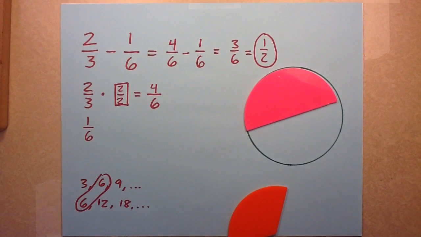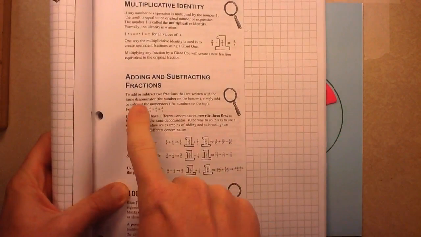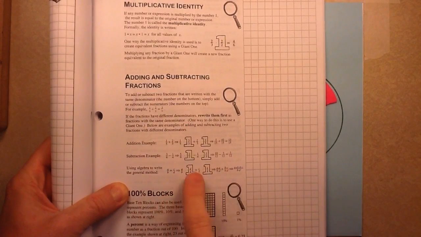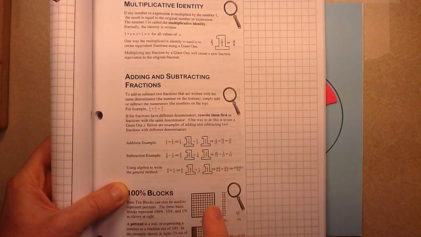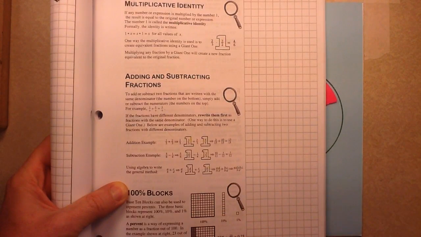Today, as you work on your addition and subtraction problems with fractions, it might be helpful to go back and review portions of this video. Another great resource is if you go into your toolkit, that's again this book right here, and look at page 29, there's a nice math note section on adding and subtracting fractions. They show this just a little differently than I did here, but it's the same idea of using that giant 1 to find a common denominator.